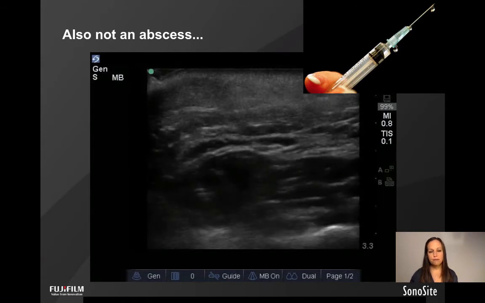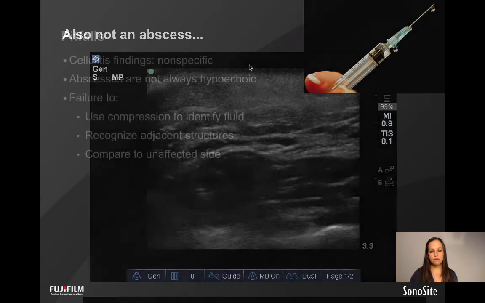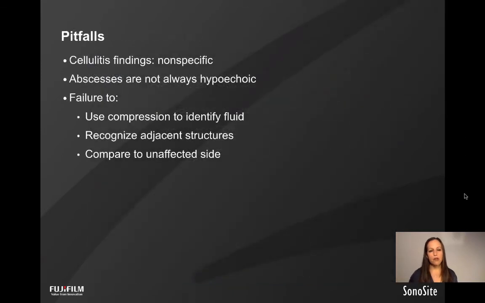cellulitis. So the findings of cellulitis are pretty nonspecific. As I mentioned, a hematoma can look like cellulitis, bug bites, vaccine reactions. So really cellulitis is more of a clinical diagnosis. What we're using ultrasound for is to identify the presence or absence of an abscess. It's really helpful to use compression, look for that peristalsis to see if there's fluid inside, look for adjacent structures, and compare to the unaffected side.